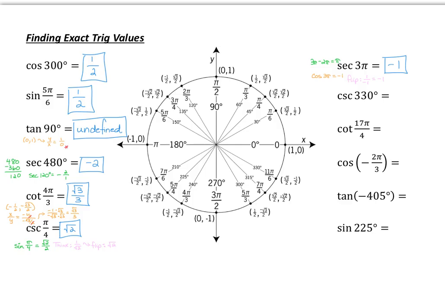Cosecant of 330, I'm going to find 330, and cosecant is the reciprocal of sine. Sine of 330 is negative 1/2, and then I want to flip that. So negative 1/2 flips and becomes negative 2 over 1. And so cosecant of 330 is just negative 2.